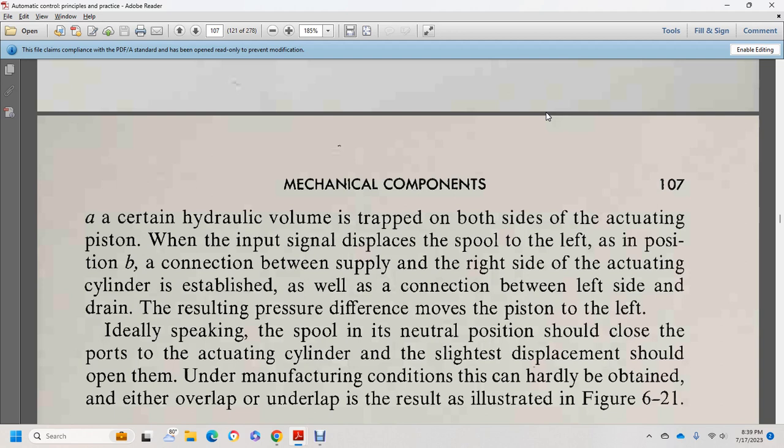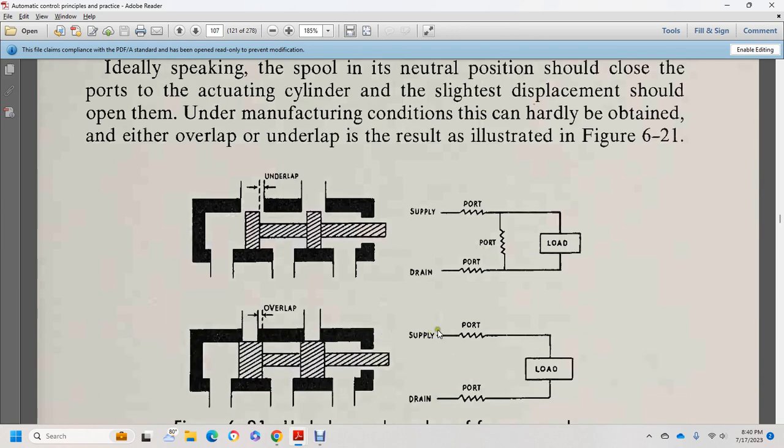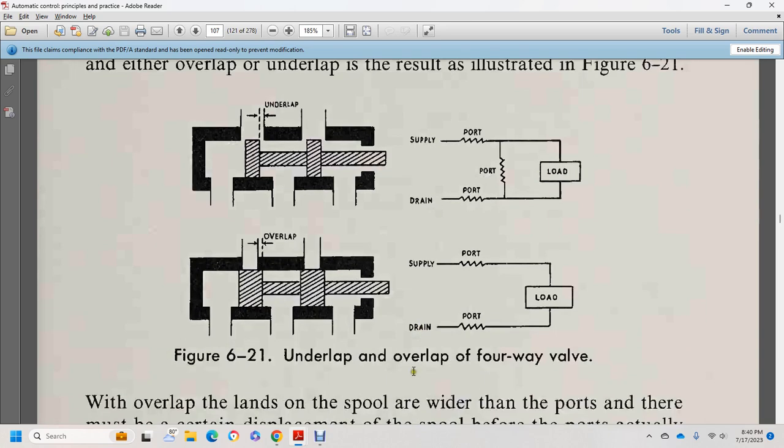Ideally, the spool in the neutral position should close the ports of the actuating cylinder, and any displacement should open them. However, these conditions can hardly be obtained, with either overlap or underlap as the result, as illustrated in figure 7.21. Underlap of the port supply, drain port, load port and drain port load. It shows the overlap and underlap in the drawing.